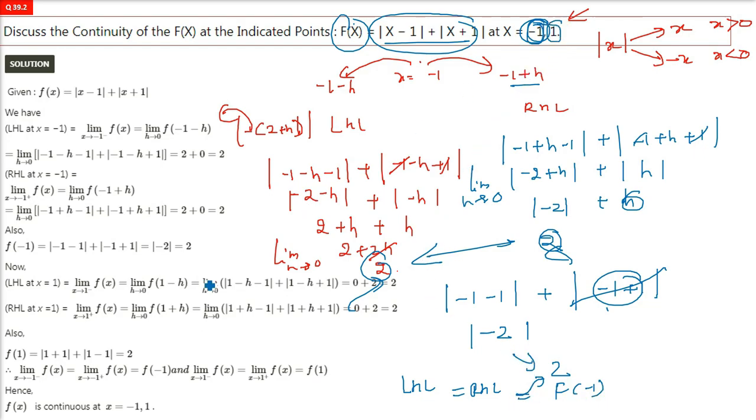Now I want you to do this for x equals 1, and I hope you'll be able to do it. This is the same way you have to do it.